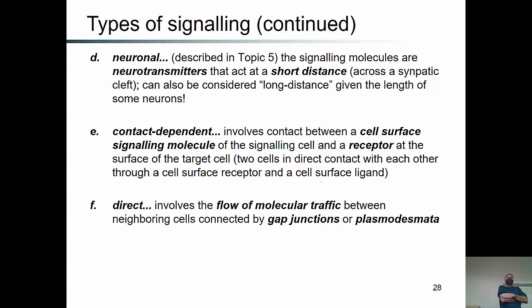signaling. And direct, what we have is actually an open channel between the two cells that are signaling to each other. So they're directly sending a signal from the cytoplasm of one cell into the cytoplasm of another cell. Questions so far?